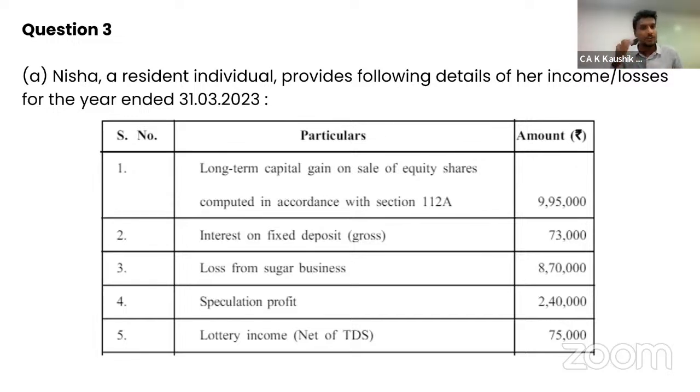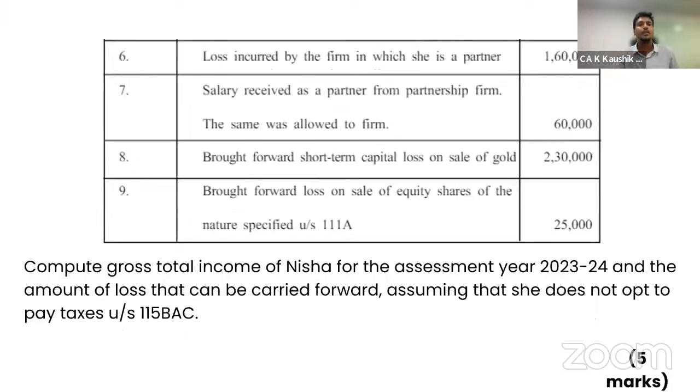So very quickly, we should be aware of these provisions. The moment you are thorough with the provisions, it will be very easy to solve. First, long-term capital gain on sale of equity shares computed in accordance with section 112A is 9,95,000. This is the gain. Interest on fixed deposit is 73,000, again an income. Loss from sugar business is 8,70,000, from business. Speculation profit, a speculation business income, is 2,40,000. Lottery income net of TDS is 75,000. Then the loss incurred by the firm in which she is a partner is 1,60,000.